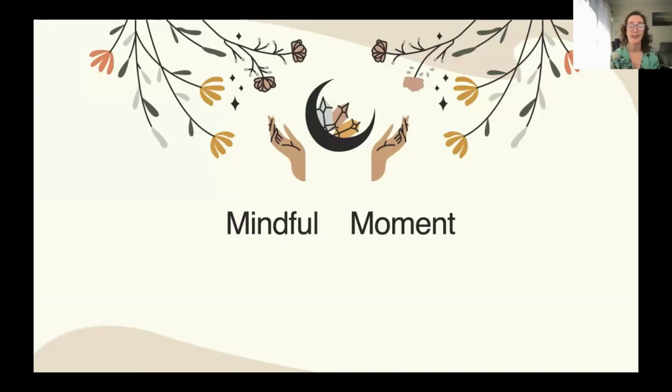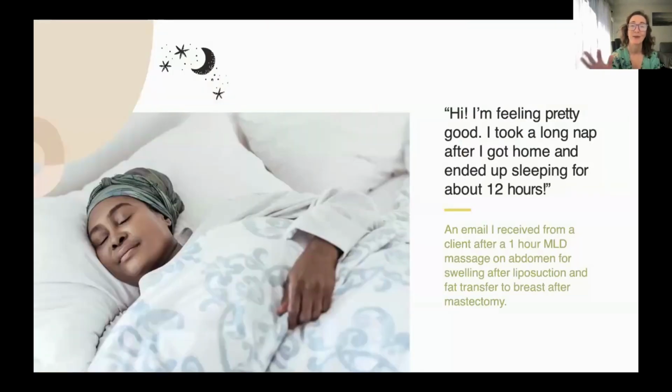All right, so if your eyes were closed, open them up, and you can wiggle your fingers and your toes, come back into the present moment, because we're about to get all sciencey.